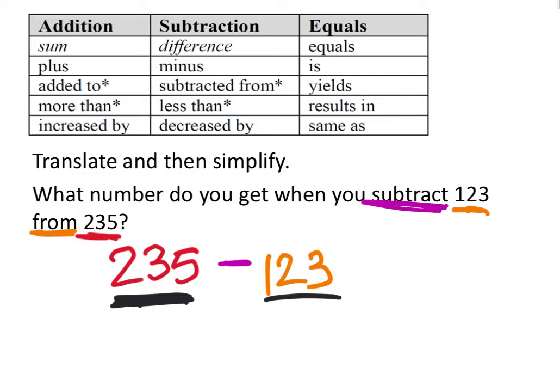So yeah, as a math statement, this would be 235 minus 123. It means exactly the same thing as subtract 123 from 235. It's the exact same thing. So we've got this set up, and again, it may be a box in the homework that you have to put this into. Let's go ahead and simplify this.